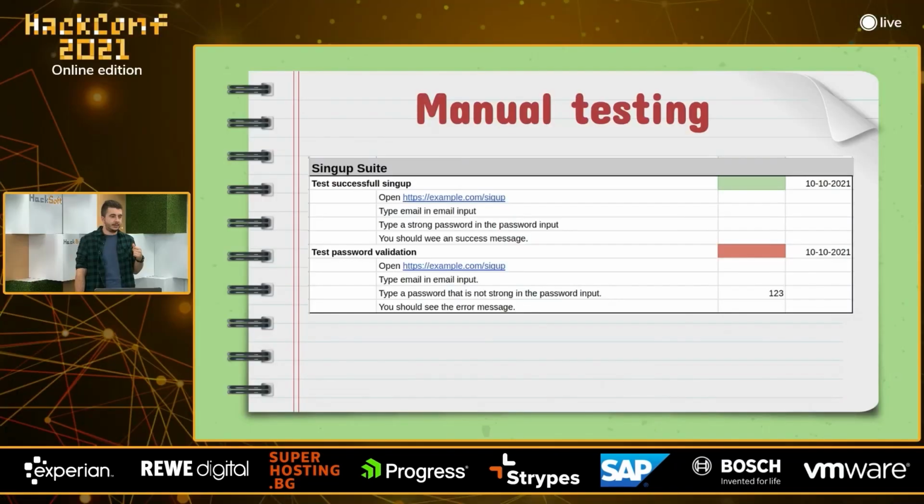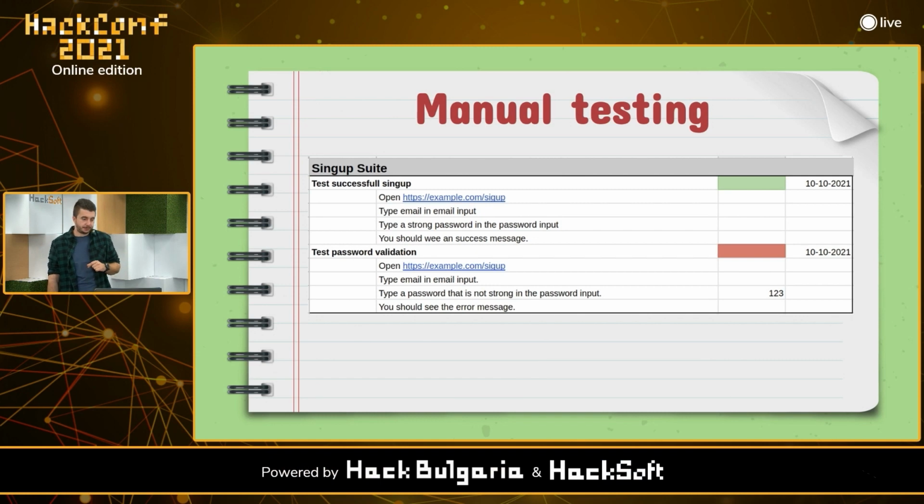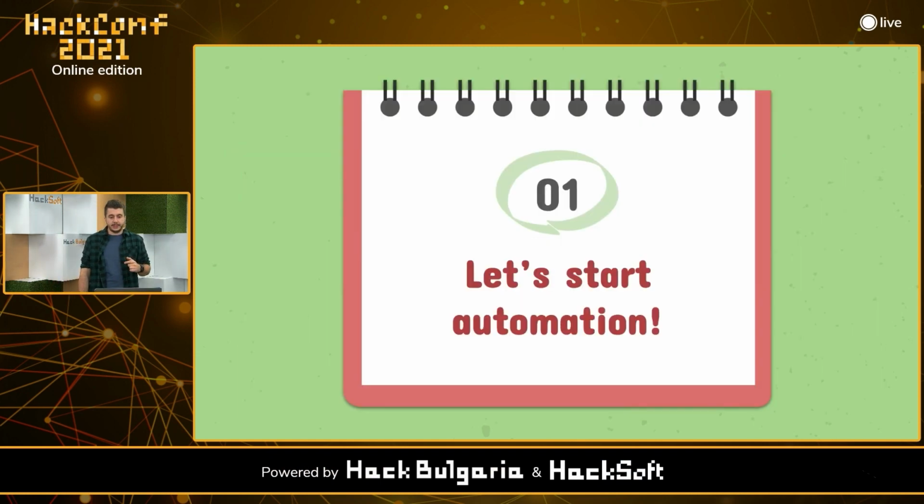So we needed something faster. We needed something that ensures that the system is bug-free like every day or even a couple of times a day. And obviously, manual testing was not a long-term scalable solution for us. So we decided to start to automate. This was the obvious thing that we needed to do.